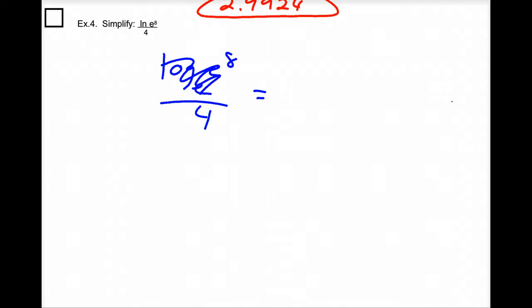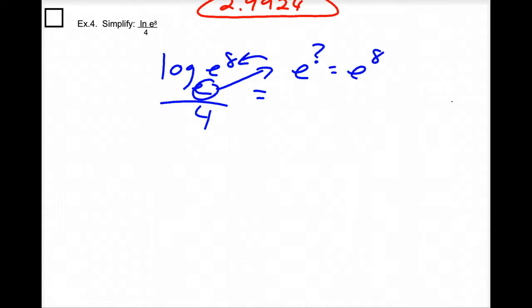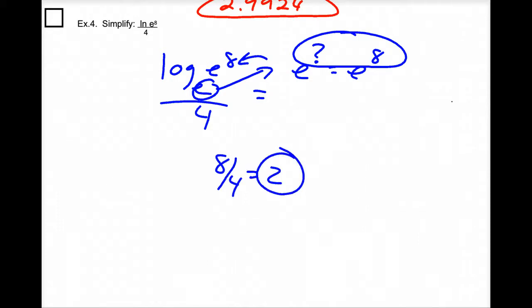Why does it cancel? Let's run through that again. It cancels because this means e to some power equals e to the 8th. So the question mark part's got to be 8. So this is 8 over 4, which is 2. That's the answer to this. So this is a pretty good cross-section of the types of problems you're going to have in your assignment 7-6.